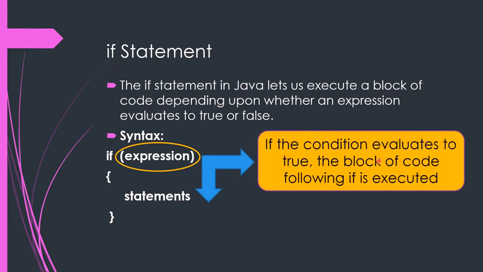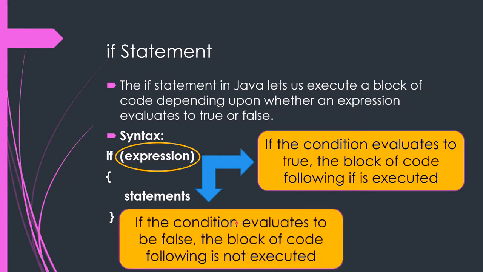If the condition evaluates to true, the block of code following the if is executed. Means, as I just told you, either the expression will be true or false. In case it is true, the block of code will be executed. If the condition evaluates to false, the block of code following it is not executed. Here the block of code is the statements.